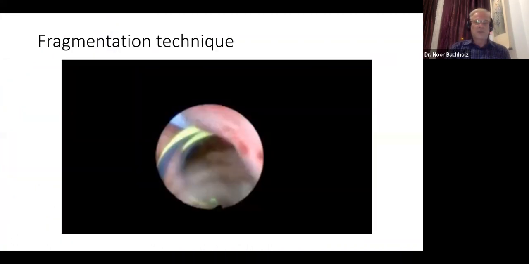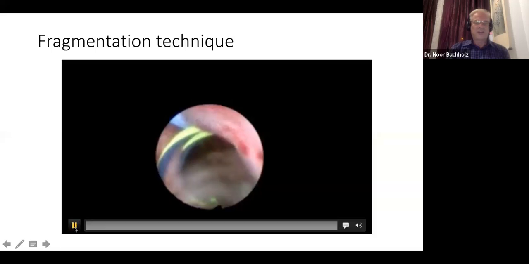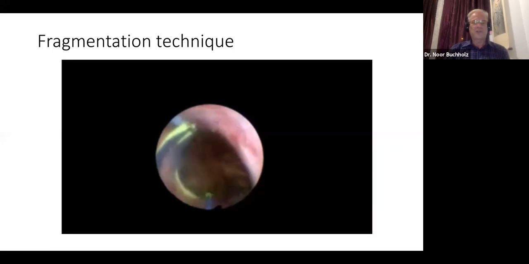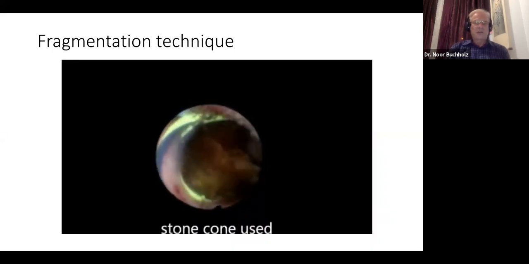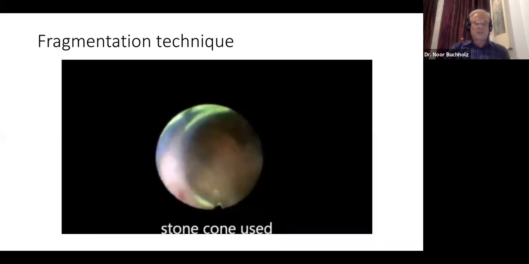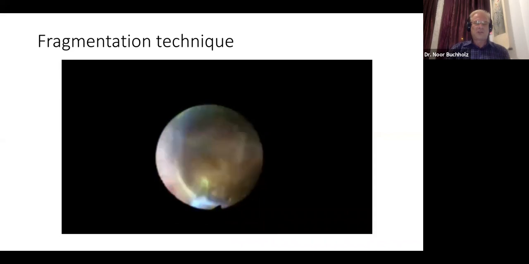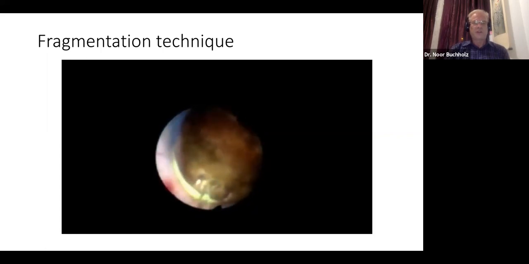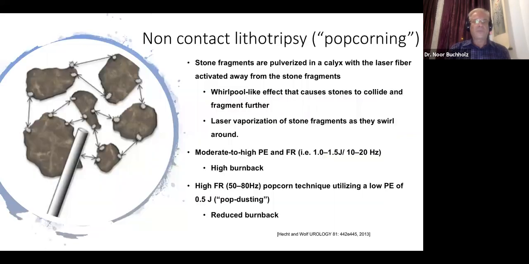So this is an example of a hard stone, and it is indeed a hard stone. For those who are familiar with this, you can see this is a calcium oxalate monohydrate stone trapped in a stone cone, and you see that the stone doesn't break easily. You actually have to drill holes into the stone and then connect the holes, and then eventually the stone will break.